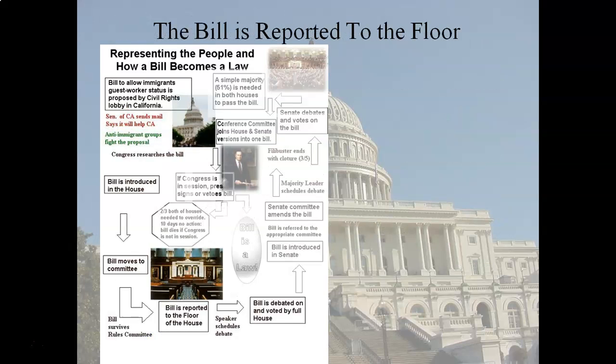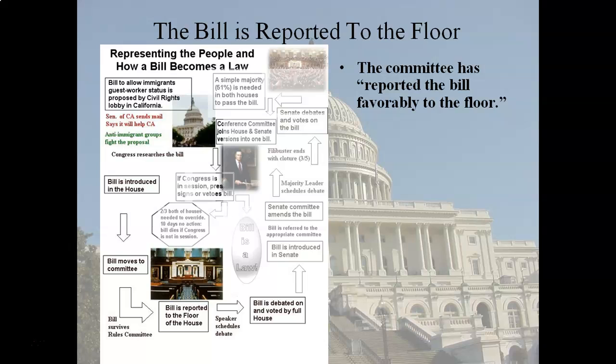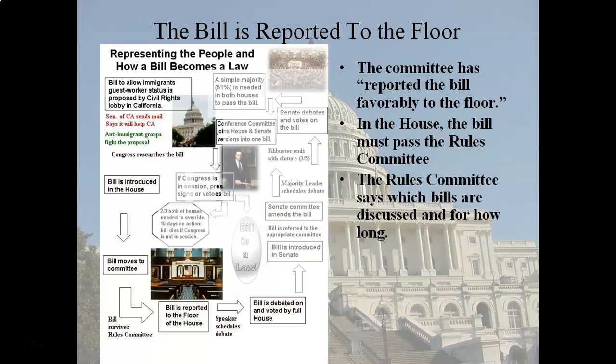Okay, moving on. If the bill gets through the committee process, it will be reported to the floor. So here's the way that works. The committee reports the bill favorably to the floor, meaning that it has passed the committee. Now it's ready to be debated by the full House or Senate. Now, in the House of Representatives, we have the Rules Committee. This does not exist in the Senate. In the House, there is this additional step where the bill has to go through the Rules Committee.